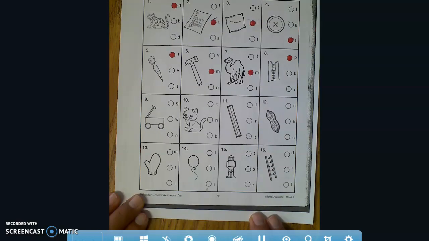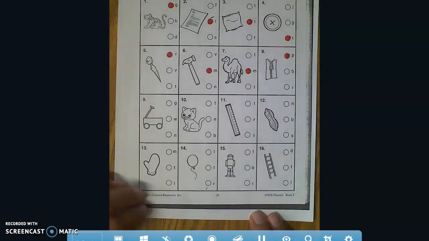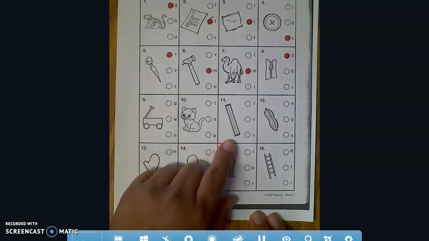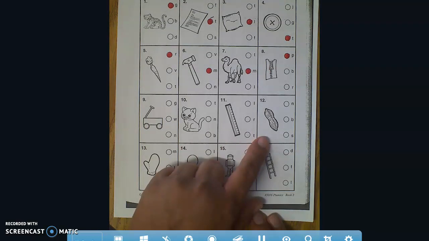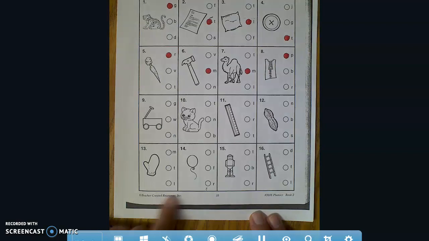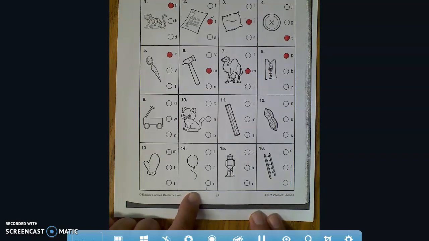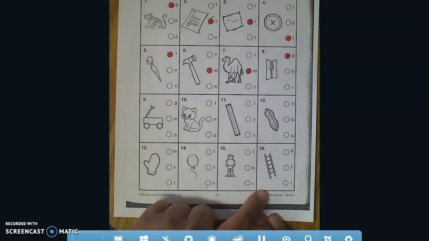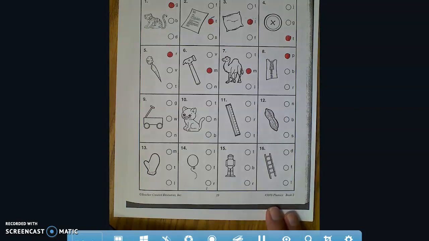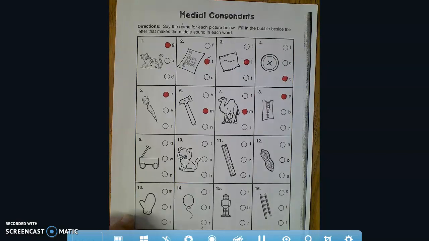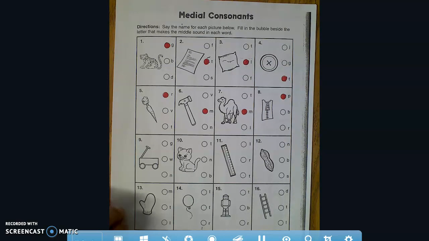Again, I'm going to let you do the last 8 on your own. We have a wagon, kitten, ruler, peanut, mitten, balloon, robot, ladder. So you will be putting the middle sound. Okay, so you're listening for the middle consonant sound.